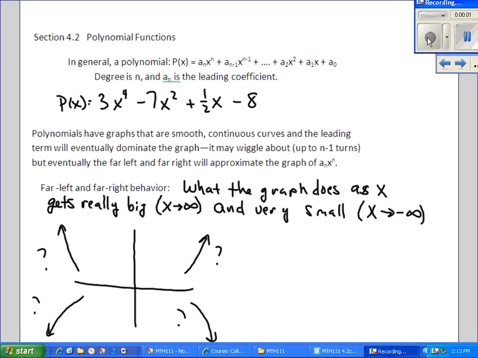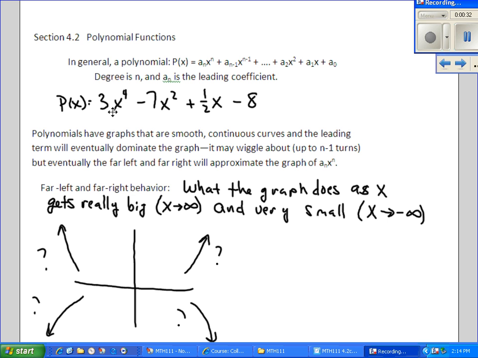Continuing on with our study of polynomial functions, the definition of a polynomial function is a little bit scary looking. The important things to note about polynomials is that the exponents on the variable are these nice positive integer values like 4 and 2 and 1 and x to the 0. The coefficients of each of these terms are real numbers. The degree of a polynomial is the largest exponent, and the leading coefficient of the polynomial is the coefficient of the term with the largest exponent.